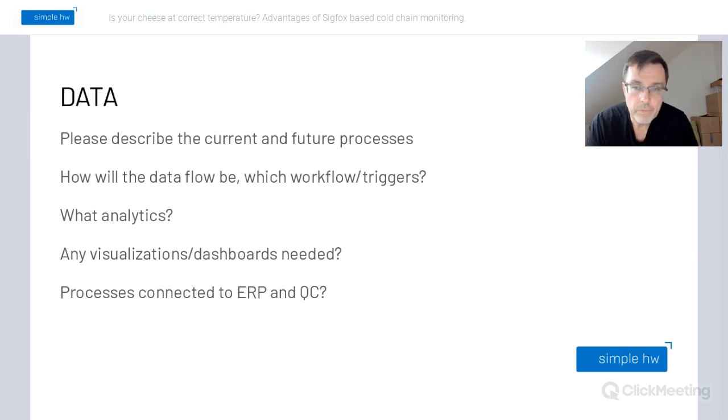Data, I will start with the not obvious one. Even with cold chain monitoring, do not start with the devices, start with the data. Please describe what the current processes are, what the future processes are, what the data workflow will be, what analytics and what visualization will be needed, whether any dashboards will be needed, or whether the processes need to be connected to your quality control or to your ERP systems. Please start with the data. Do not start with the hardware. Do not start with the devices, because otherwise you will end up with gadgetry and not with real consulting and real field application, field deployment.